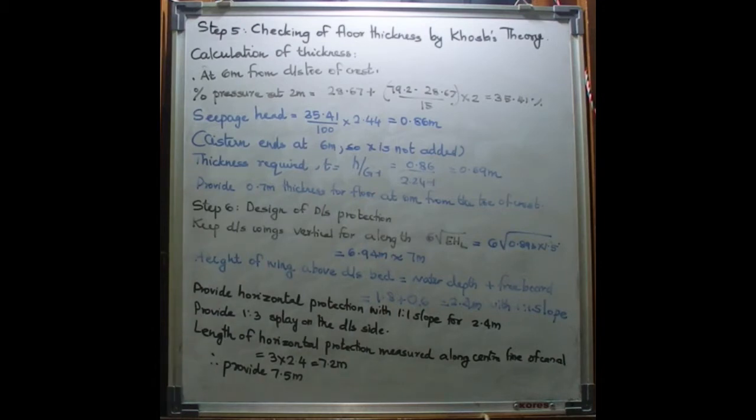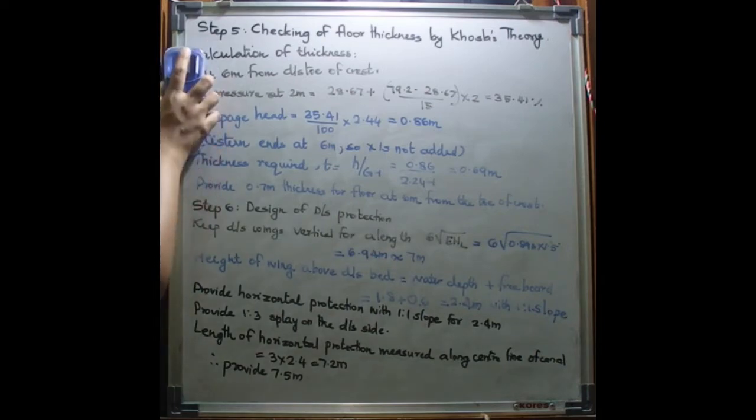So the length of horizontal protection measured along center line of canal will be 3 into 2.4, that is 7.2 meter, and we are providing 7.5 meter. So now we have completed step 6.